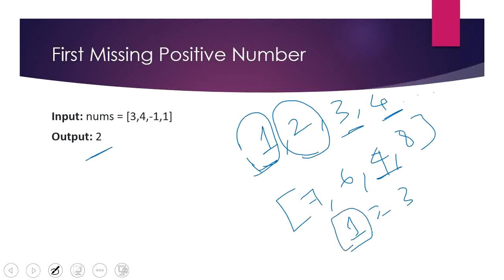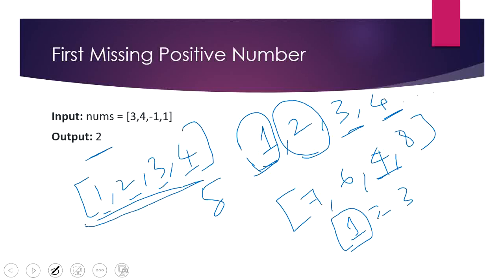And one more example: if our array is 1, 2, 3, and 4, what is the first missing positive number? 1 is there, 2 is there, 3 is there, 4 is there. Finally, we have to return 5, because that is the first missing positive number in the given array. Hope I made the examples clear.